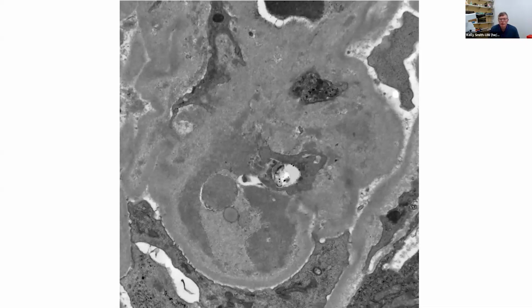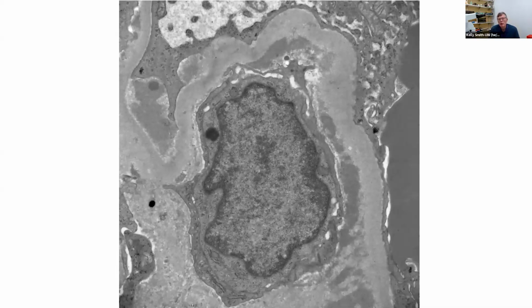We have some areas like this. There's some electron dense material and it looks like some cellular debris, organelle type stuff hanging out here too. So maybe these are immune deposits. And then in a few areas, something a little bit more like this. So, some electron dense deposits present on the subepithelial side of the basement membrane, and subendothelial.